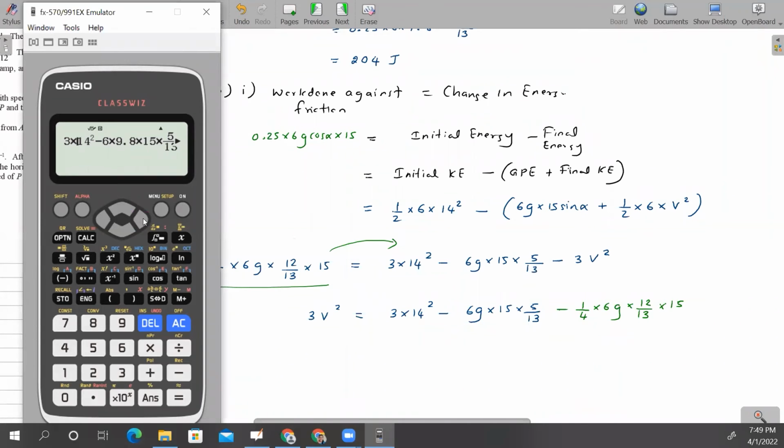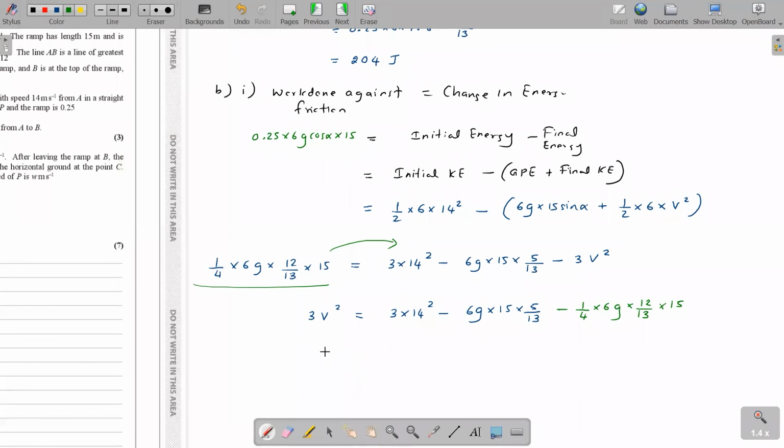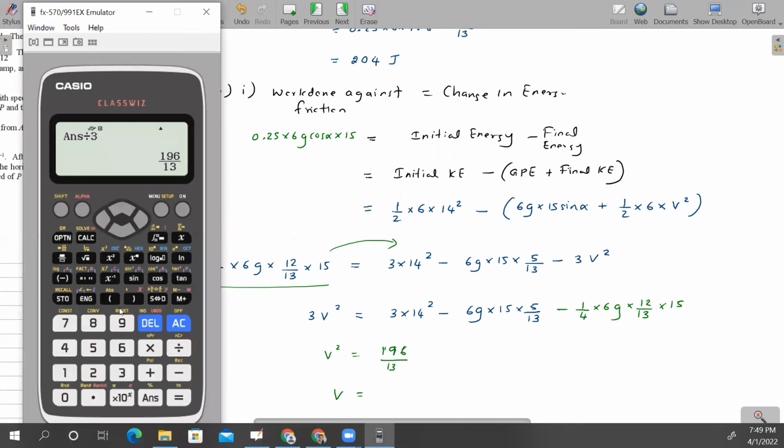In the next part, you can see I have typed the whole thing in the calculator. 3 into 14 squared minus 6g, which is 9.8, into 15 into 5 over 13, minus 1 over 4 into 6 into 9.8 into 12 over 13 into 15. I get 588 over 13. This is 3v squared, so we divide by 3, and I get v squared is 196 over 13. So v is the root of that. So take the square root of your answer, and we get 14 root 13 over 13.